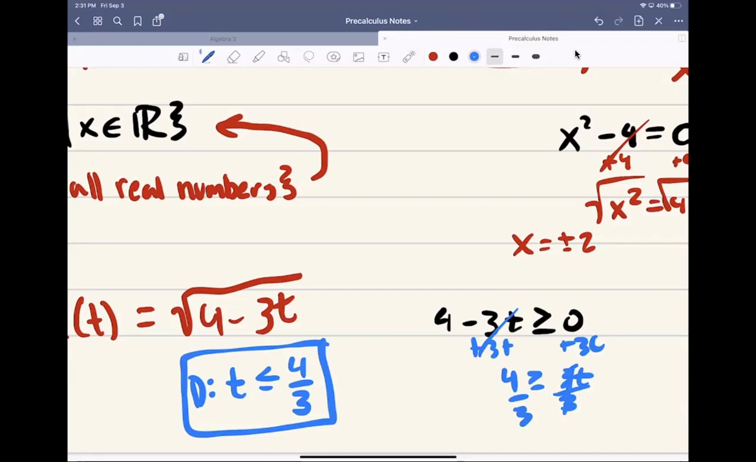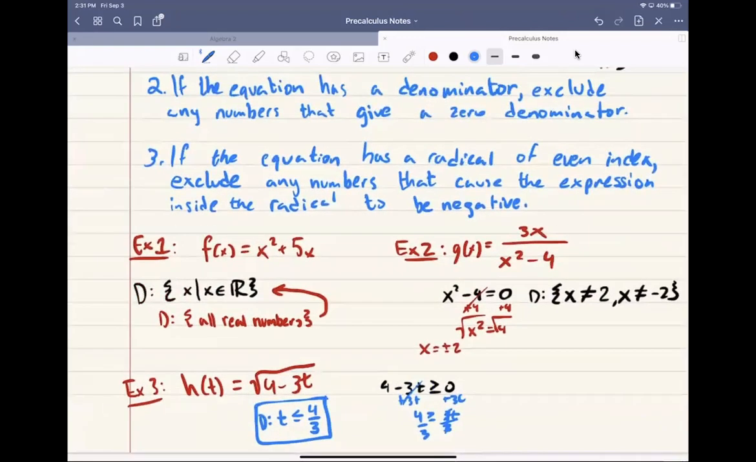Otherwise, we're just going to get negative numbers, and then that's not going to be part of our domain. Okay, and that's basically it for domain and range.